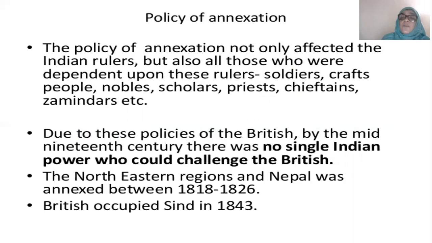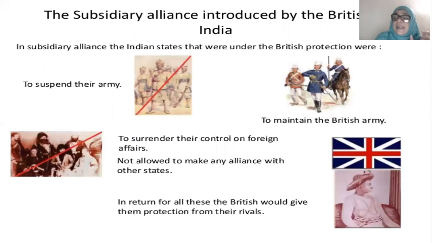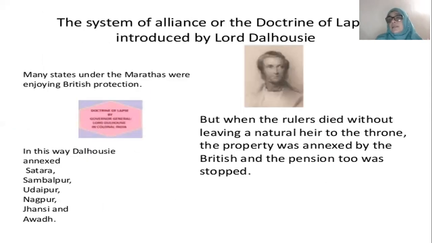Now, the policy of annexation, due to which they were able to annex Sindh also, not only affected Indian rulers, but also those who were dependent upon these rulers: soldiers, craftspeople, nobles, scholars, zamindars, priests. Due to these policies of the British, by the mid-19th century, there was no single Indian power who could challenge the British rule. See how they were able to expand their control. From 1750 to 1850, these wars were fought, through which they were able to expand their control in the subcontinent.